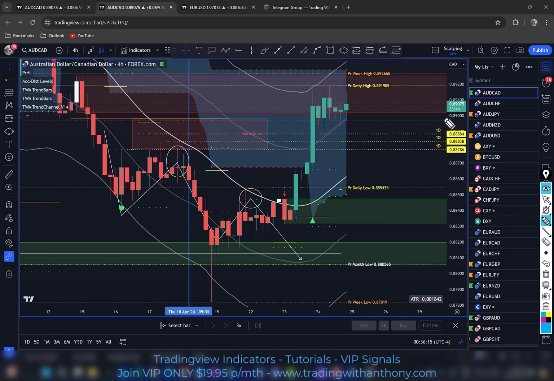You can see my entry point here. This was a scalp trading into this yellow line here, and we got that, and there's our exit down here. You can see the little blue arrow markup on the chart. So that was a nice little scalp just there. Looking for that.